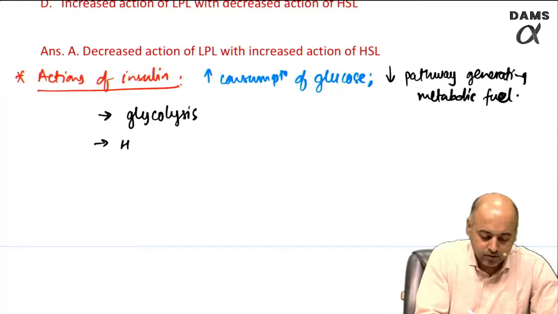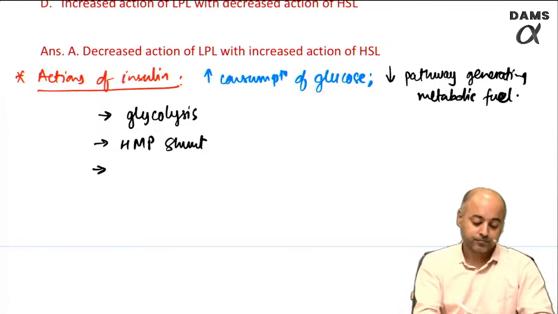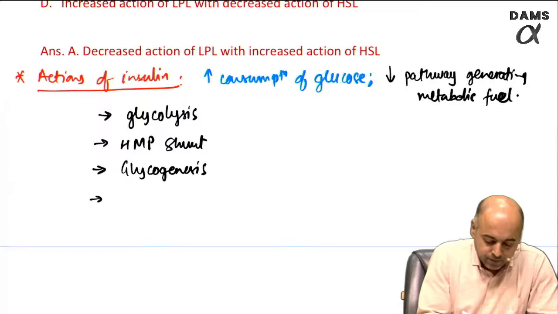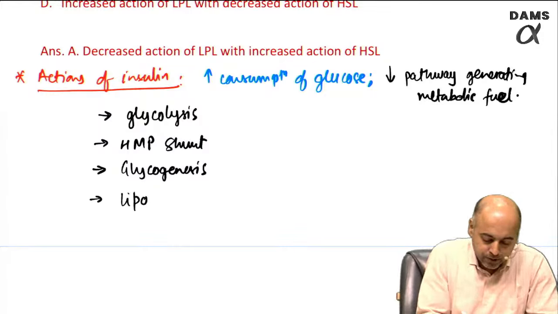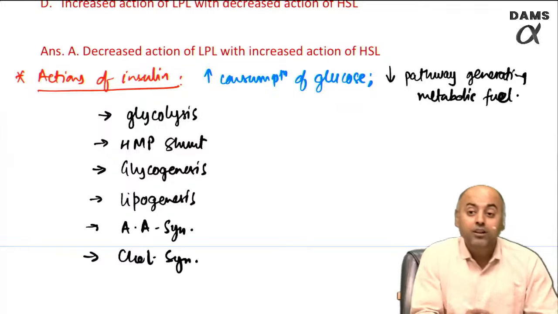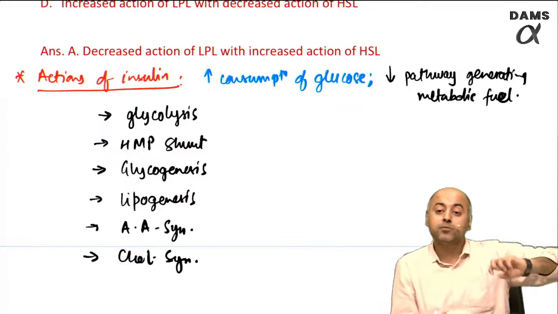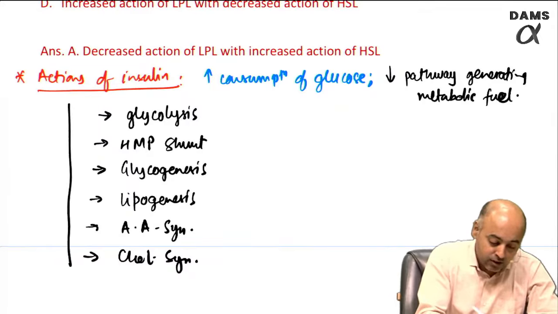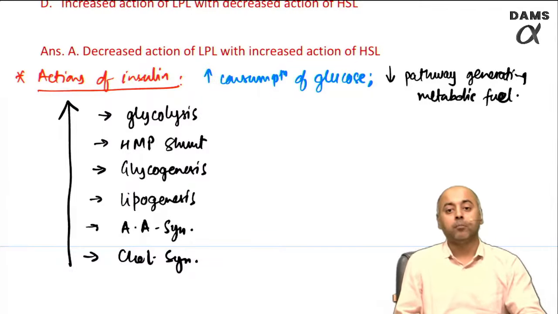glycolysis, HMP shunt, then glycogen synthesis, lipid synthesis, amino acid synthesis, and cholesterol synthesis. All these pathways will use up the glucose. So all these pathways are activated by insulin.